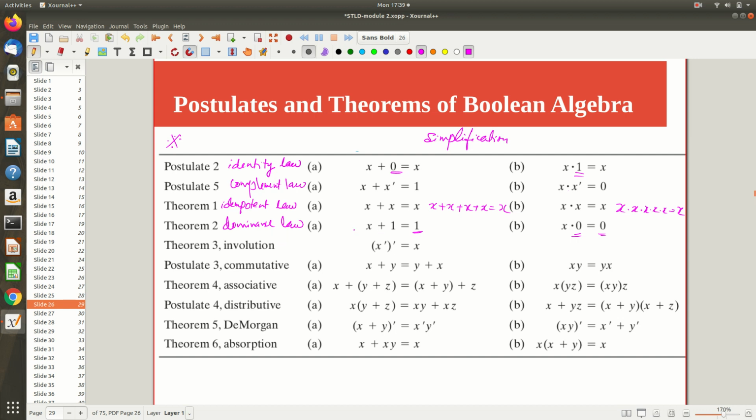Whenever you get a sub-expression like x plus 1, you should immediately be able to write it as 1. The 1 will dominate the entire thing. Something like that. Hope it is clear.